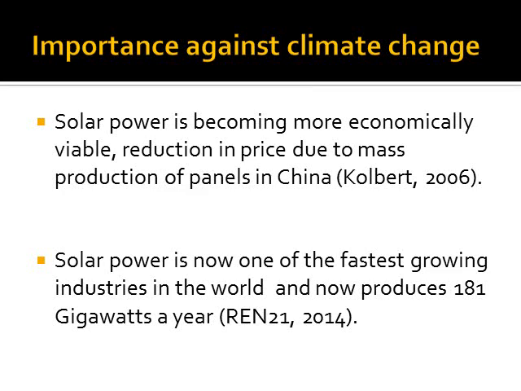Solar power is becoming more economically viable due to the mass production of panels in China. This mass production dramatically reduces the cost of panels and therefore helps reduce the installation cost. Solar power has now become one of the fastest growing industries in the world and now produces 181 gigawatts a year. Compared to 2004, when solar panels only produced 3.4 gigawatts, this is a dramatic increase in just 10 years.